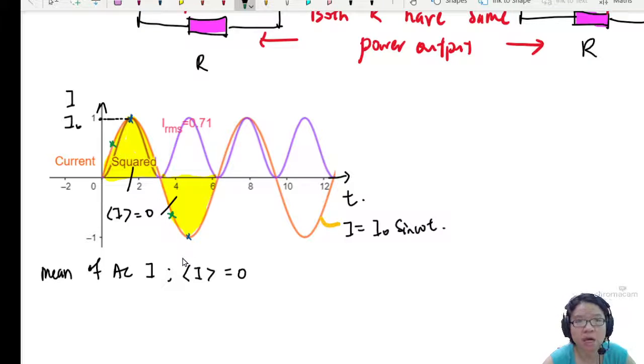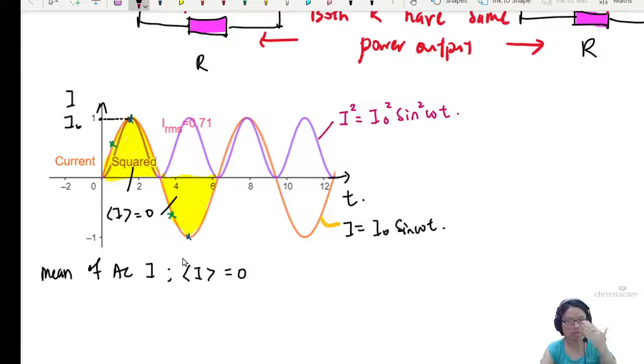Okay, so right now what we're going to do is we're going to square this graph to get the purple one. So this graph here is your I square. Rewritten, it will be I naught square sine square omega t. And I can hear everyone panicking. Miss, wait, I'm not good with maths. Okay, if you're good with maths, I'm going to use this identity to derive the equation. But if you're not good in maths, it's okay. I'm just drawing the graph to you so that when you use the equation later, it makes sense.